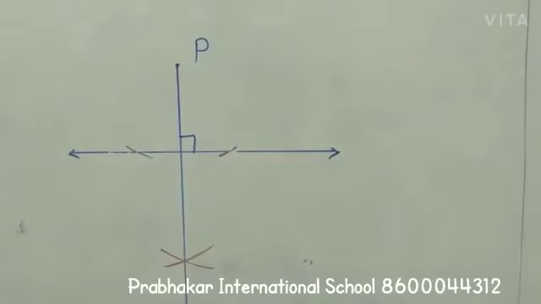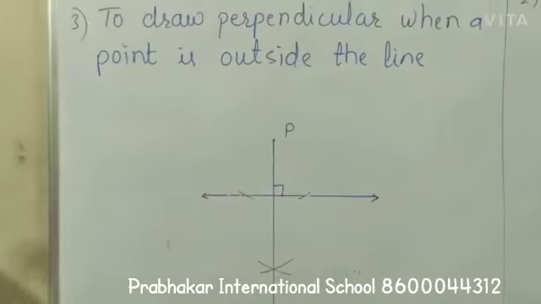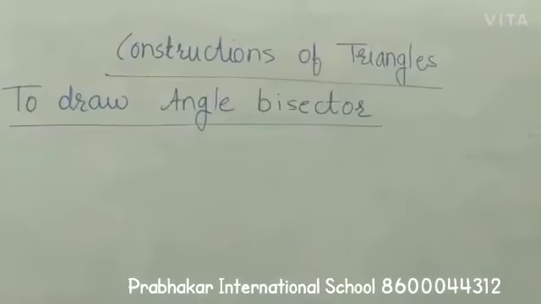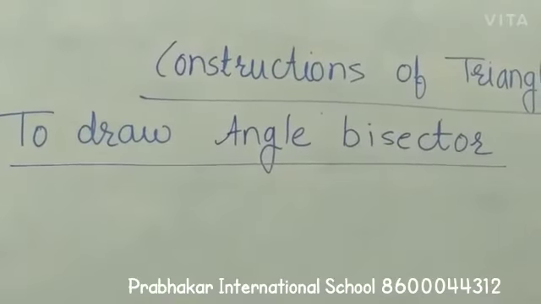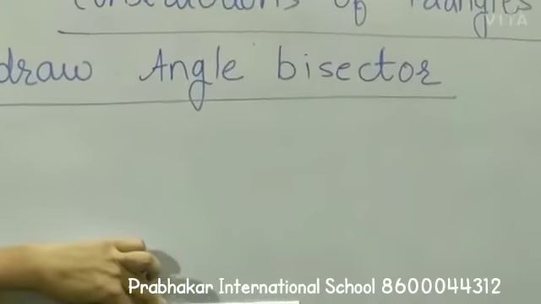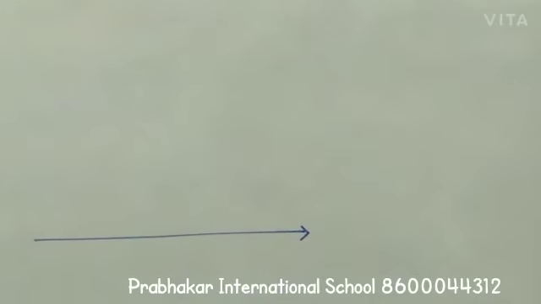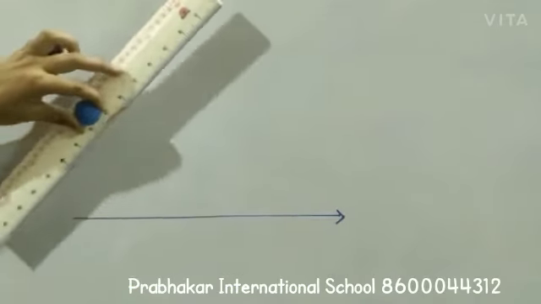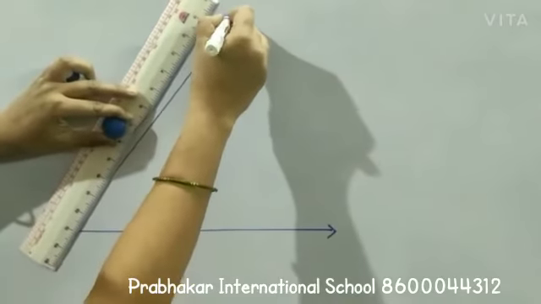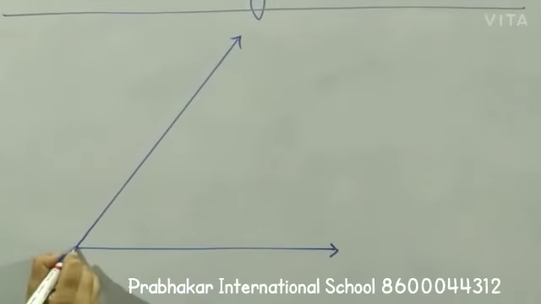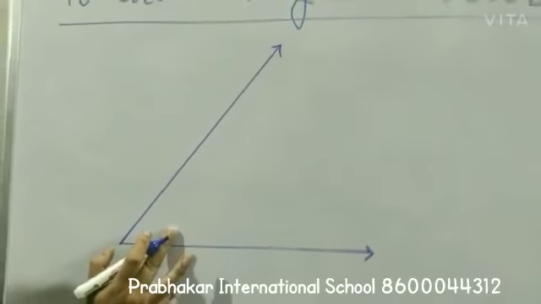We will study to draw angle bisector. Okay, so for this what I will do, I will draw one angle. You know that angle has two arms. This is one initial arm and this is terminal arm. Okay, so what we are going to do, we are going to draw angle bisector. Angle bisector means what? This angle will be divided into two equal parts. So this we are going to study how to draw it.